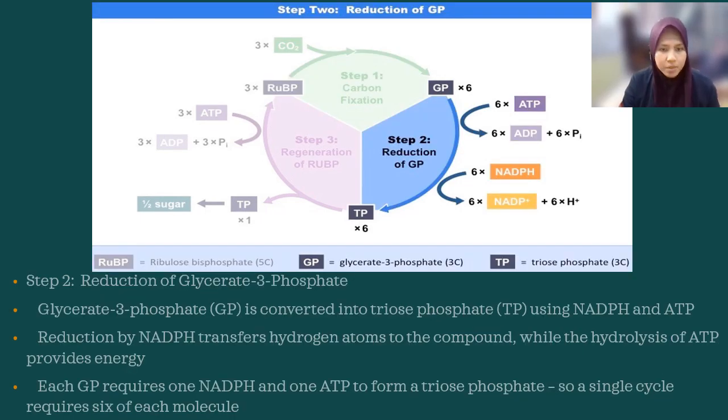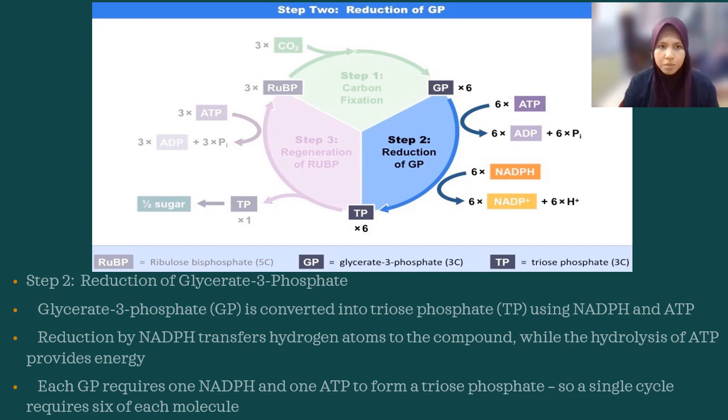The second step is the reduction of the glycerate 3-phosphate. The ATP and NADPH, remember we produced those in the previous reaction, the light-dependent reaction. Now they are used to convert the 6 molecules of GP into 6 molecules of a chemical known as TP or triose phosphate. So 6 molecules of ATP and 6 molecules of NADPH are used in this reaction.